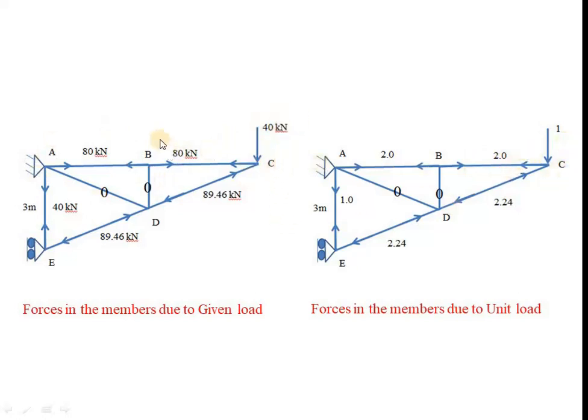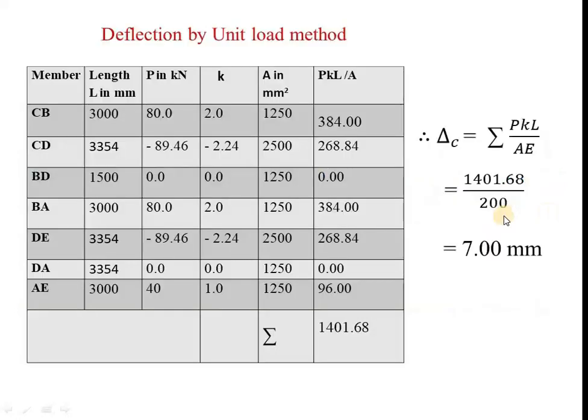But if there is one more load here and you have calculated these forces, then if you want to calculate deflection only at C, you replace that force by 1 unit, and then calculate these again by the method of joints. Once you calculate like this, you can list the members, length and P. Already we have K, the force in the members due to unit vertical load applied at C. Again, if tension is there, enter with plus sign; if compression, minus. You enter the values of K.